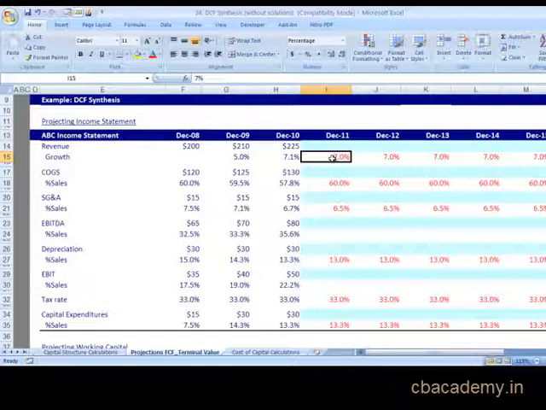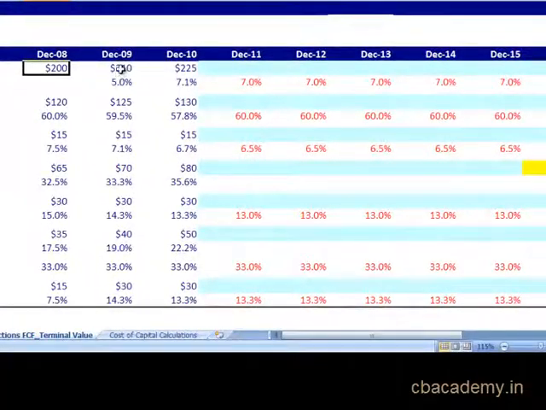So that's why at this stage we will not be questioning the growth rate assumptions. Let's look at each line number one by one. Revenues for 2008 was given as 200, 2009 as 210, and December 10 as 225.